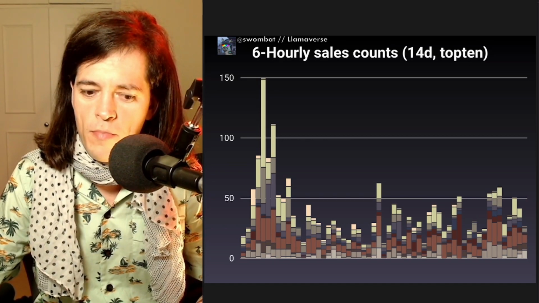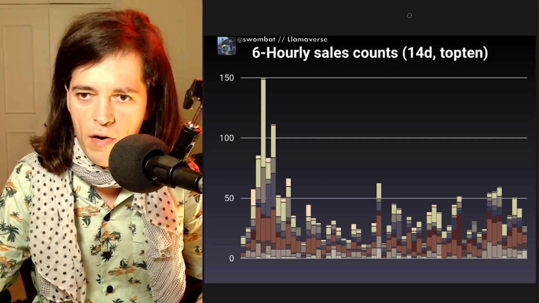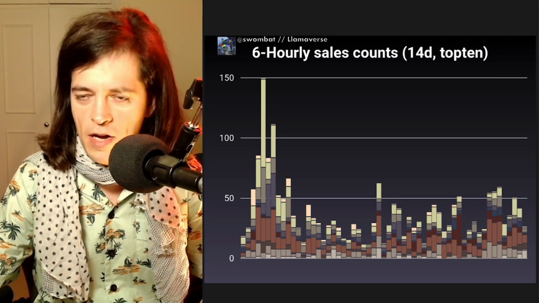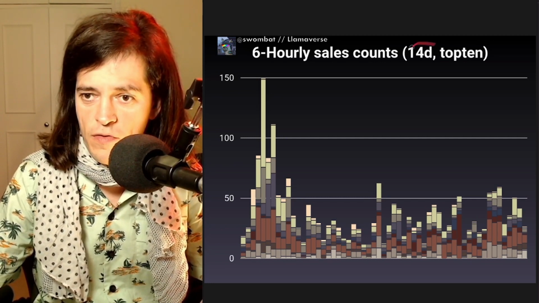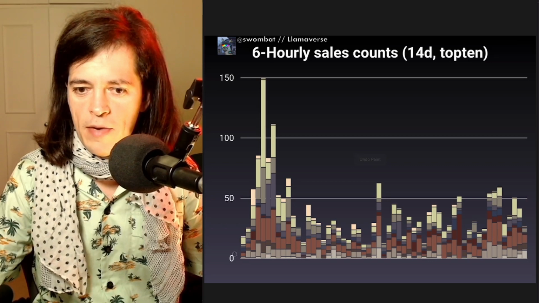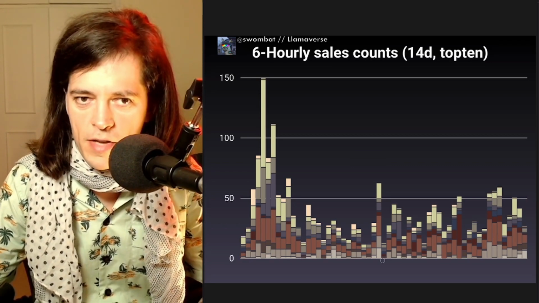The most important chart, actually, the underlying chart that you want to be aware of is this 6-hourly sales count. You'll notice that at least for now, there's no time scale on the bottom. That's because it's just 14 days, which means that about halfway through you're 1 week in and about the whole way through you're 2 weeks in. That's why I haven't bothered putting a time scale on this.